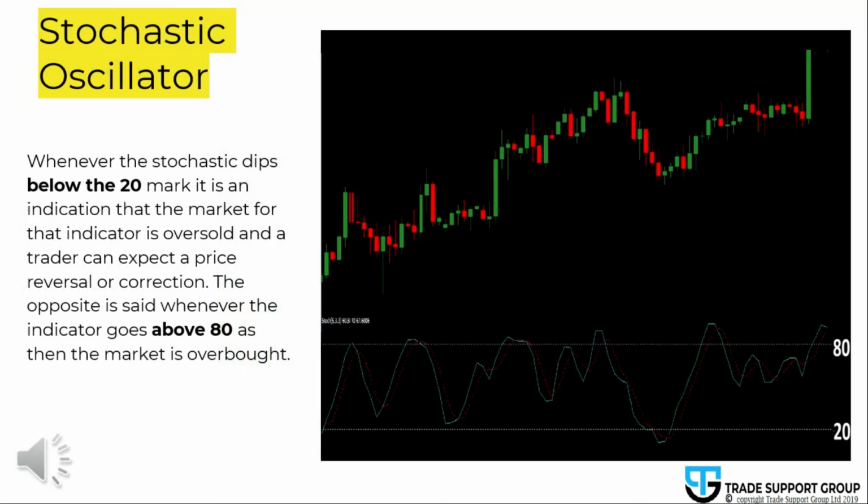The stochastic oscillator is a very commonly used indicator for traders on the market. Whenever the stochastic dips below the 20 mark, it is an indication that the market for that indicator is oversold and a trader can expect a price reversal or correction. The opposite is to be said whenever the indicator goes above 80, as then the market is overbought.